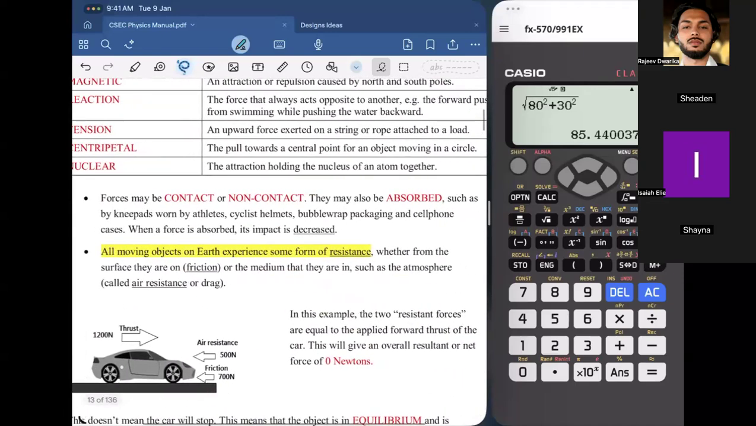Sheena, read that text to me. Forces may be contact or non-contact. They may also be absorbed, such as by knee pads worn by athletes, cyclists, helmets, bubble wrap packaging, and cell phone cases. When a force is absorbed, its impact is decreased. All moving objects on Earth experience some form of resistance, whether from the surface they are on, friction, or the medium that they are in, such as the atmosphere, called air resistance or drag.